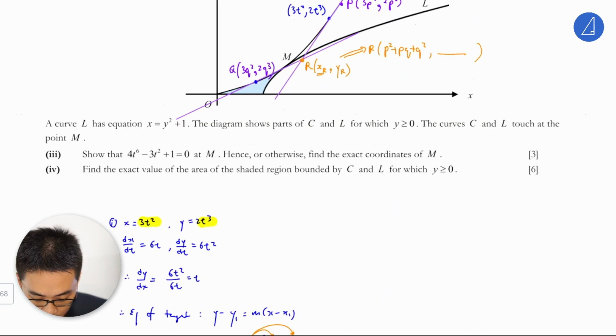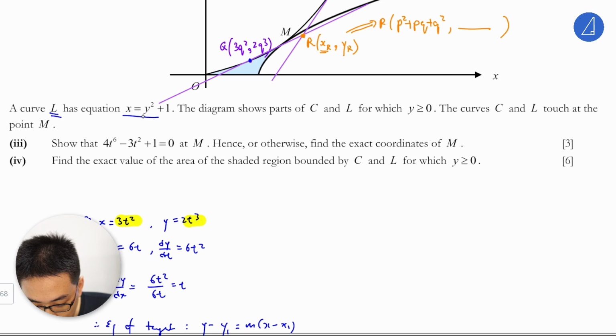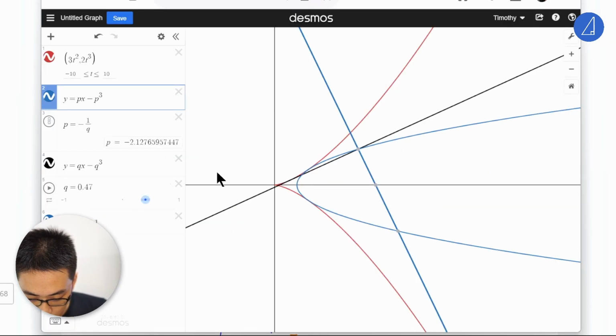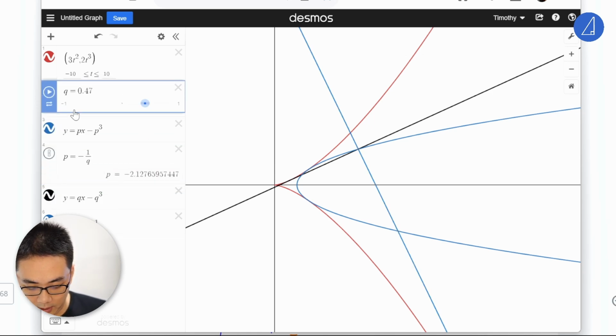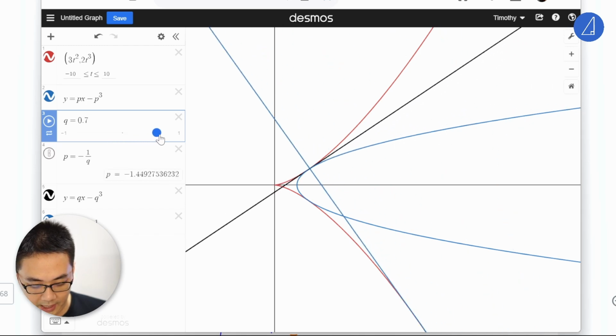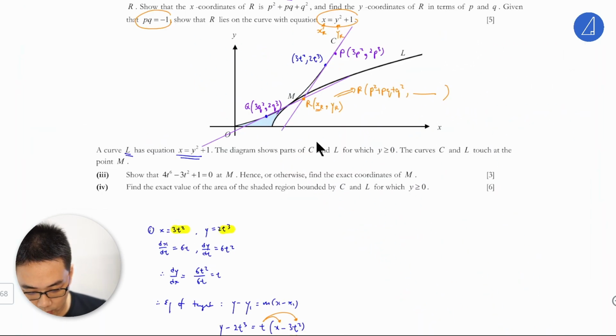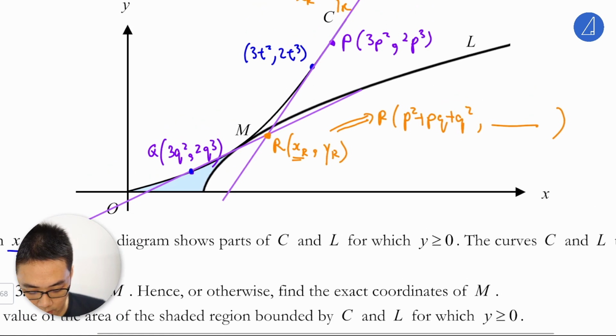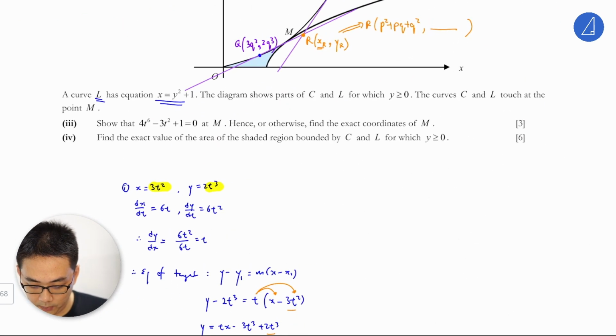For part 3, curve L has this equation, which is where it will meet. So remember, because p times q is -1, so this is what it says, right? Then when you draw two tangents, it will definitely be on the line L. That's why you need to understand that R is here. R is on the curve there.